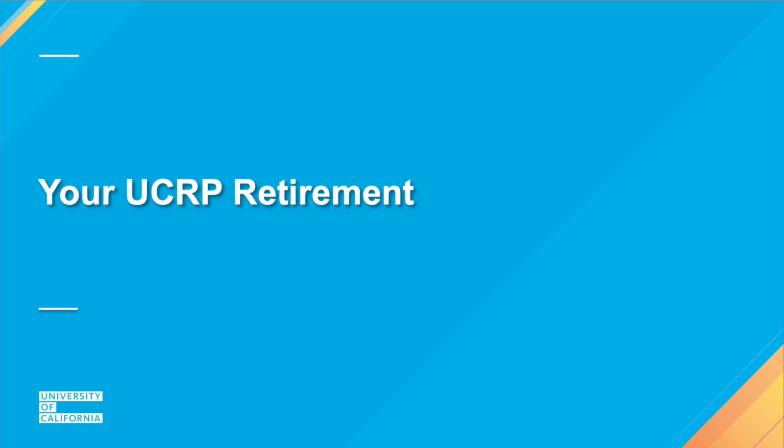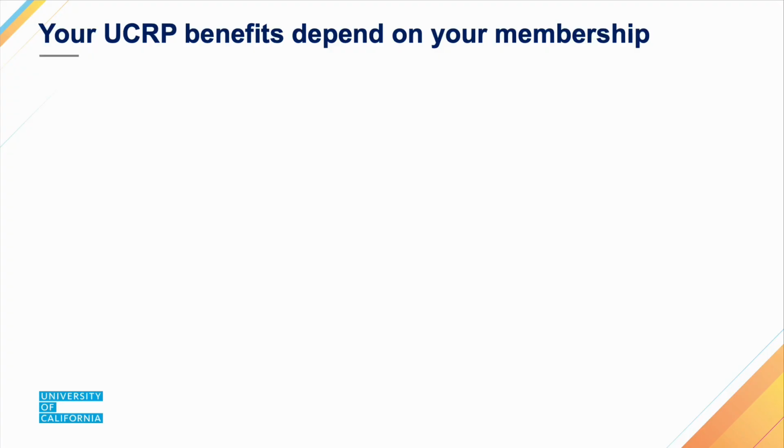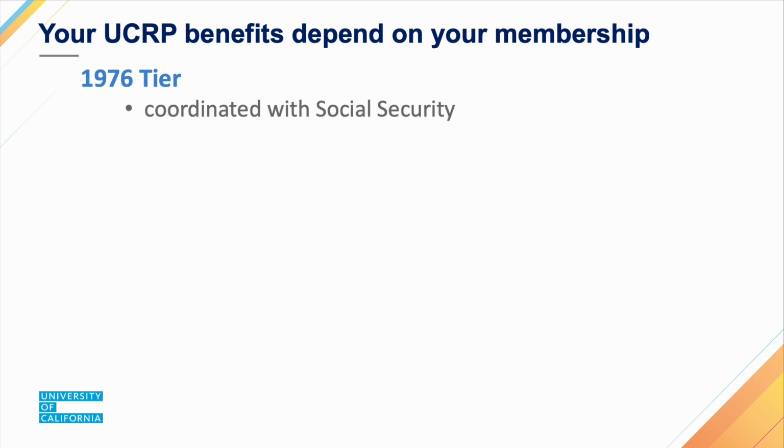So let's go ahead and begin and look at the UC retirement plan. Your benefits under UCRP will vary slightly depending on which tier membership classification you're in. Our traditional tier is the 1976 tier. It's for those of you who entered UCRP prior to July 1 of 2013 and have not incurred a break in service. Most 1976 tier members are coordinated with Social Security, making contributions into UCRP and paying Social Security taxes. University also pays Social Security taxes on their behalf, which means that they'll likely be eligible for Social Security income as well as a UC pension.